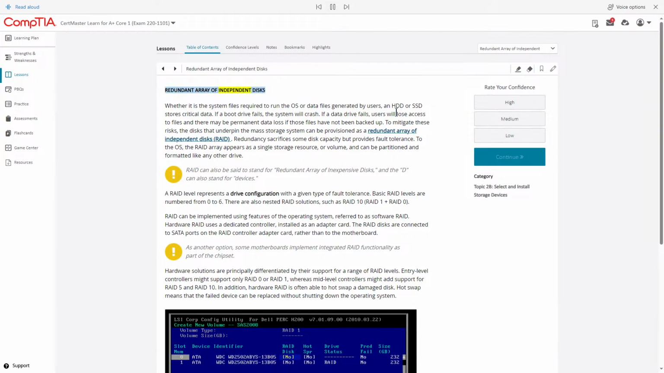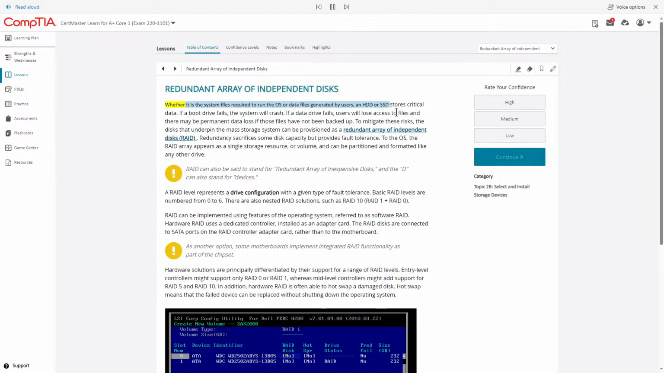Redundant array of independent disks. Whether it is the system files required to run the OS or data files generated by users, an HDD or SSD stores critical data. If a boot drive fails, the system will crash. If a data drive fails, users will lose access to files and there may be permanent data loss if those files have not been backed up. To mitigate these risks, the disks that underpin the mass storage system can be provisioned as a redundant array of independent disks, RAID.